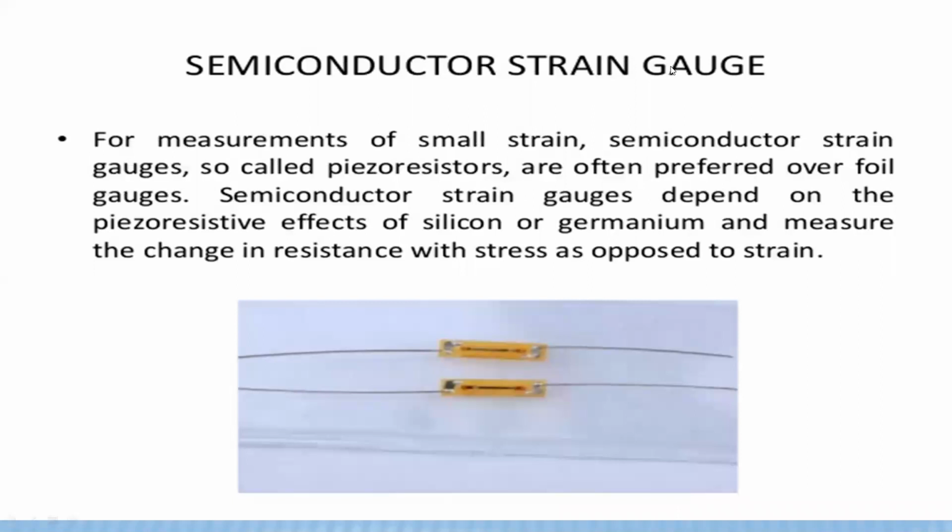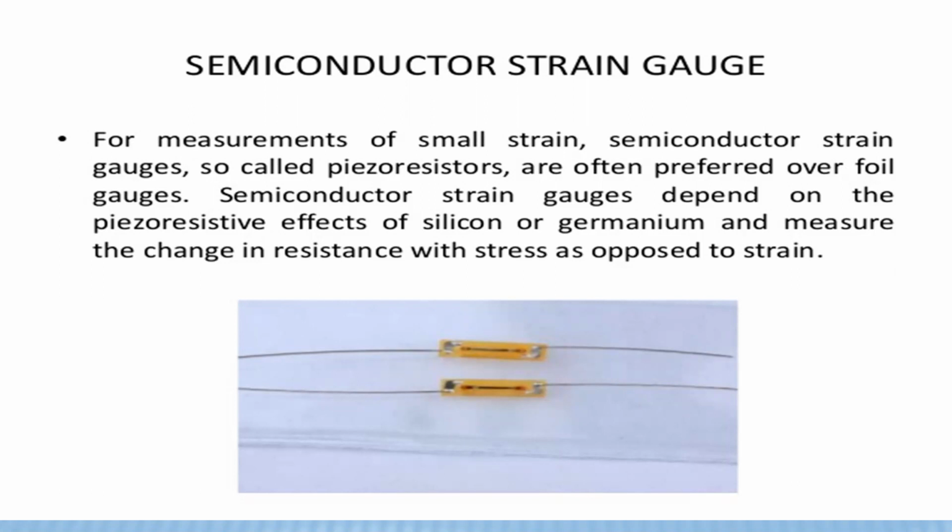And the next one, the semiconductor strain gauge. The construction of the semiconductor strain gauge is very simple, and its size is very small. For measurement of small strain, semiconductor strain gauges, so-called piezo resistors, are often preferred over foil gauges. Only a small amount of strain should be calculated using these gauges.